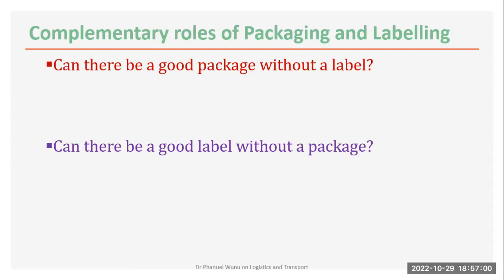Cool. So let's look at the complementary roles of packaging and labeling. The question is, can there be a good package without a label, or can there be a good label without a package? We can debate this the whole year, but what is important is to know that labeling and packaging play complementary roles. While packaging tries to provide some kind of housing for the products, labeling tries to provide information to persuade or just to inform buyers about the product.